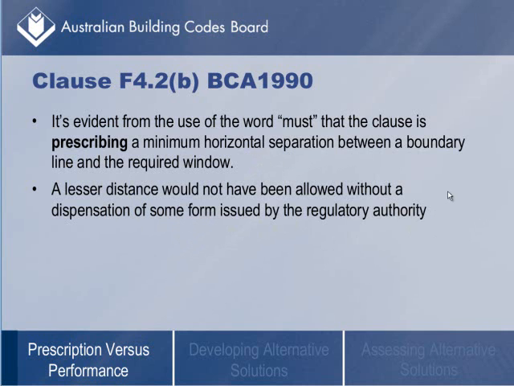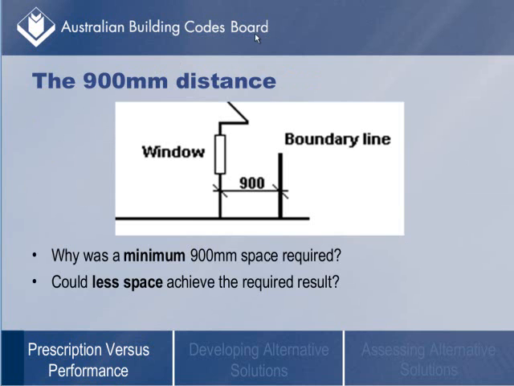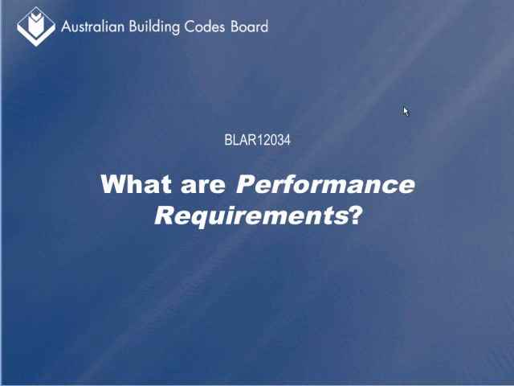So it would be a form of alternative solution, but there was no qualifiable performance-based benchmark to measure it against. So that's the 900 mil distance as it was. Why was the minimum 900 mil required? Could a less space achieve the required result? And this is a similar sort of problem as you're seeing in your assignment question for the ceiling height. So we'll work through a little bit of that.